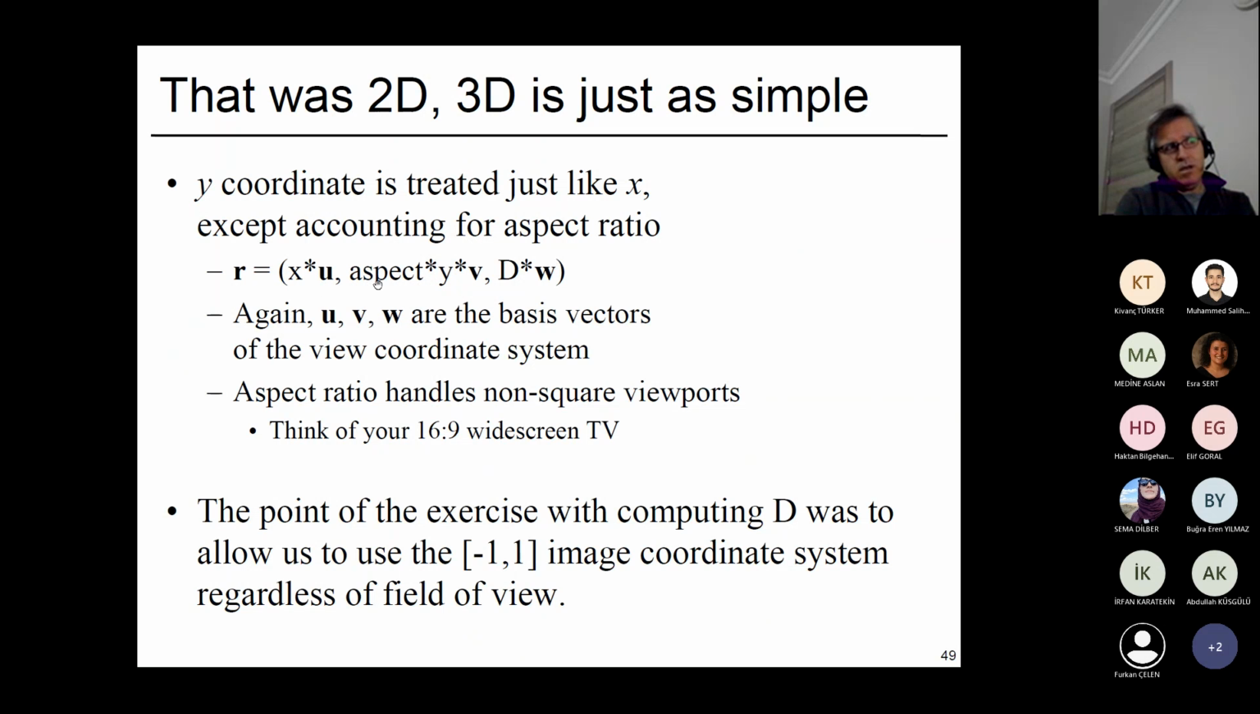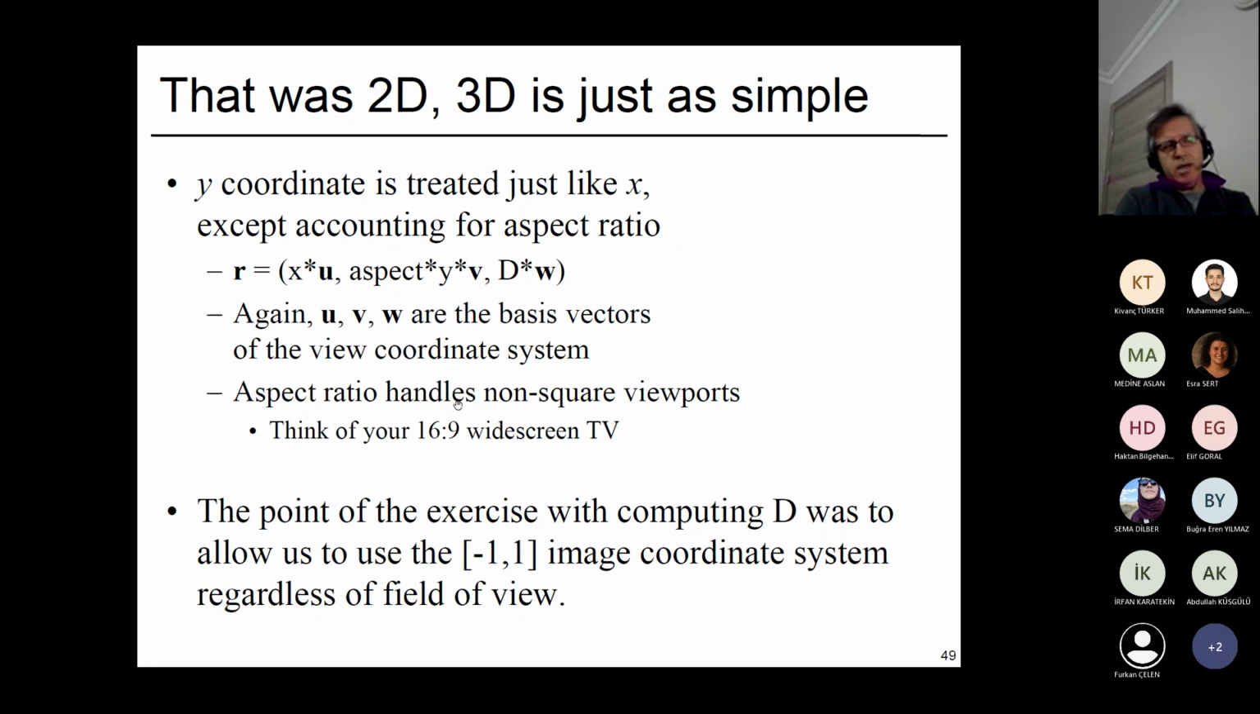If you look at this in 3D, R is now X times U, Y times V, including the aspect. Assuming the aspect ratio is 1, then it is just Y times V and D times W, and these are the base vectors, of course. And if the camera is, let's say, identity, meaning my world coordinate system is the camera coordinate system, then U is going to be 1, 0, 0, V will be 0, 1, 0, and W will be 0, 0, 1. In that case, this will be very simple.